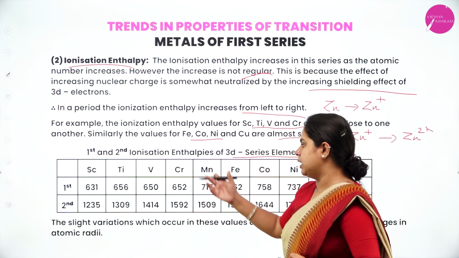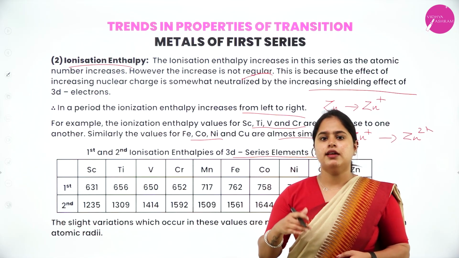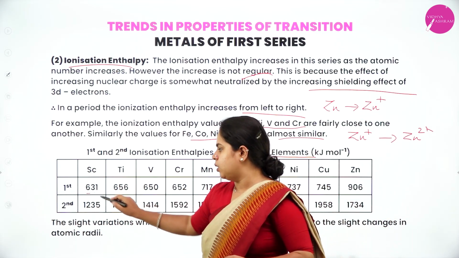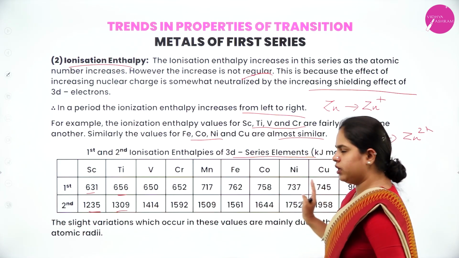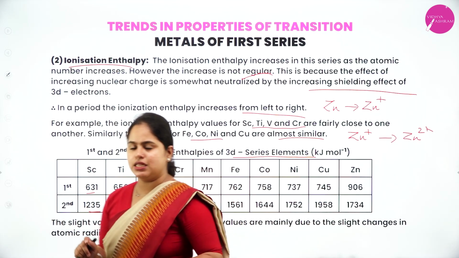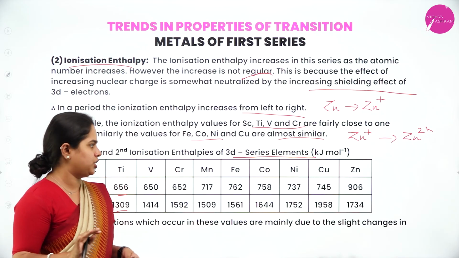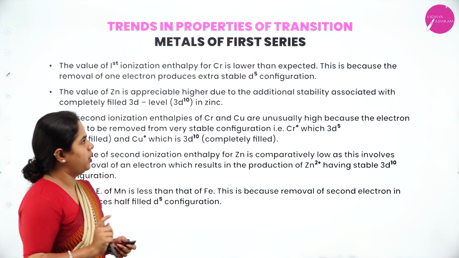As you can see in this table, the first ionization enthalpy is always lesser than the second ionization enthalpy. Generally, as you can see, it is 631, 1235, 656, 1309, and in all the elements you can see this trend. Generally, the first ionization enthalpy will be less than the second ionization enthalpy. Now we are going to see in detail for each element how this is happening.